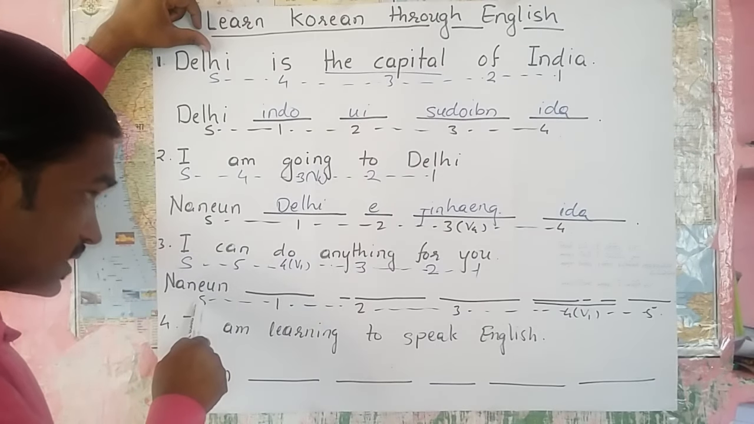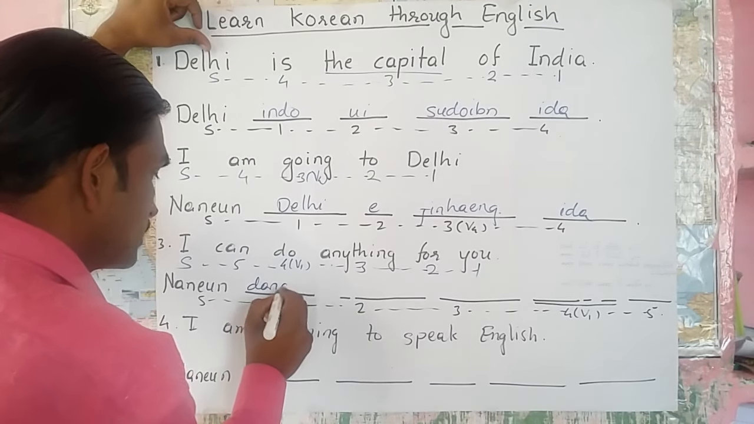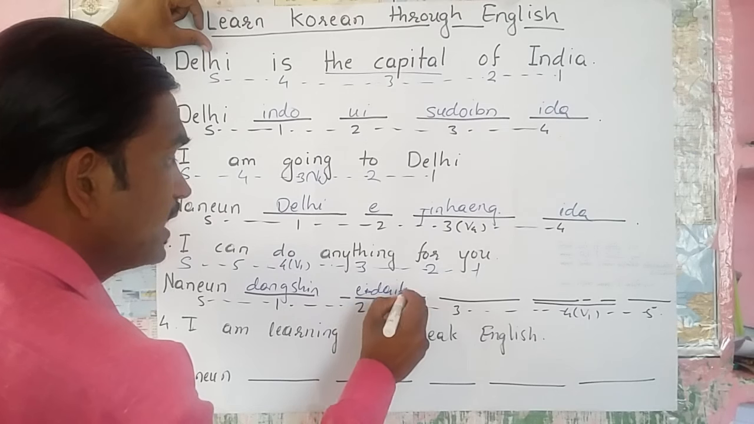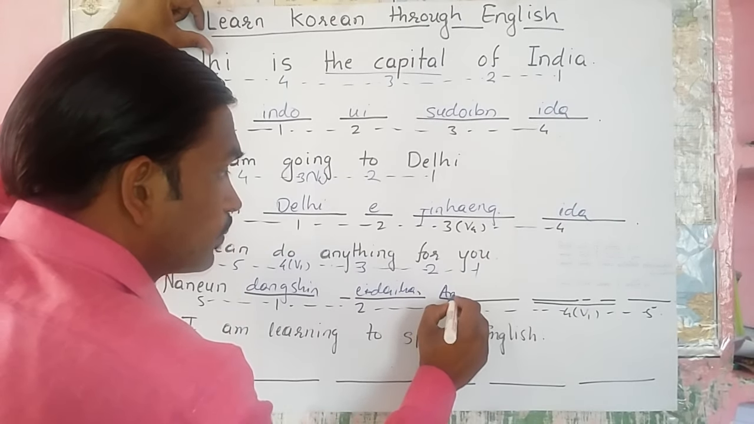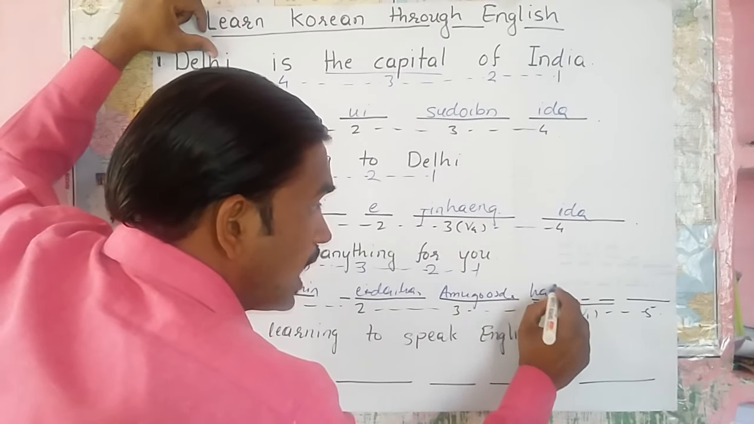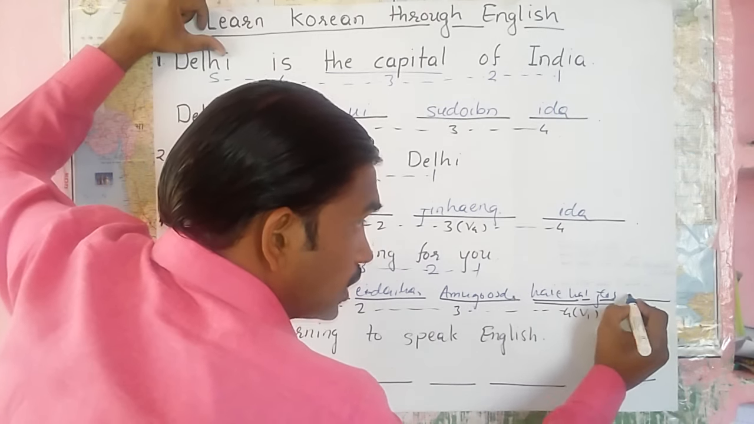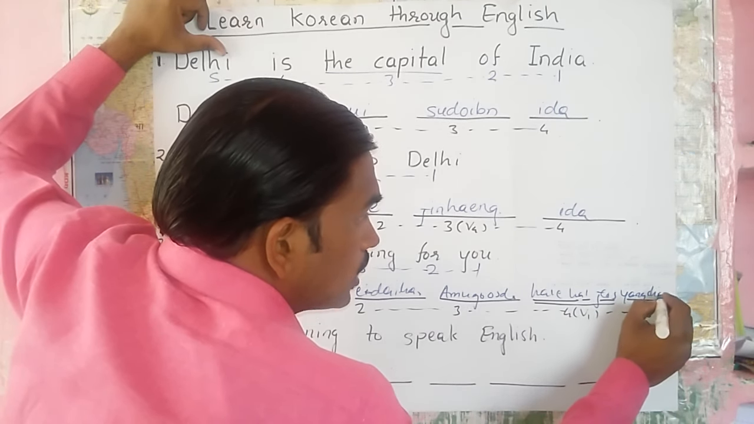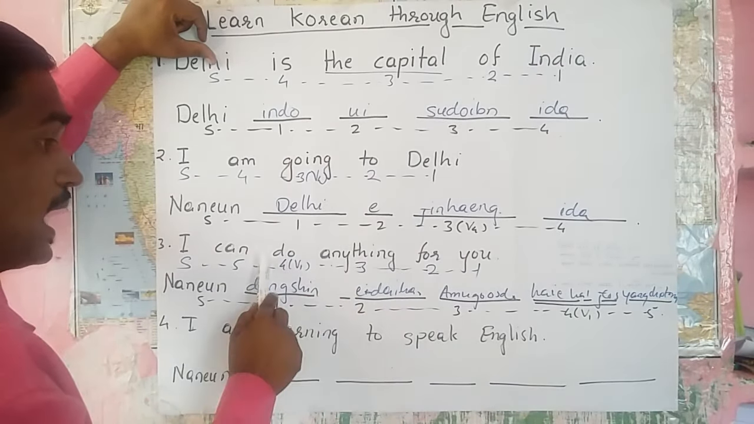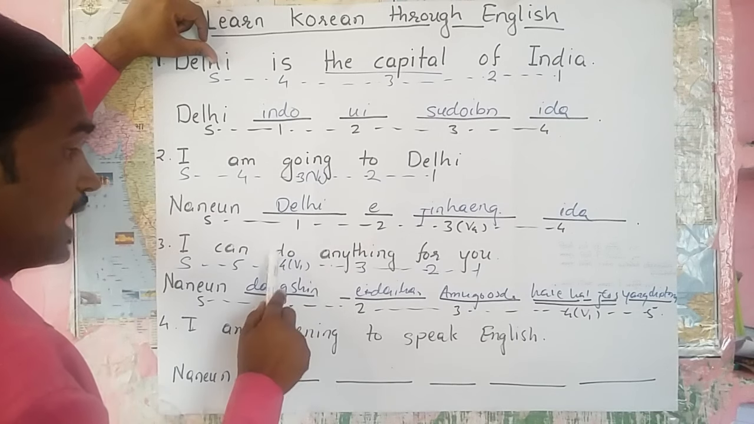Look here. The subject is I. The Korean word for I is Nanyun. For you, Dangshin. For for, Yi Dayan. For anything, Amuge Osdo. For do, Haya Hal Jian. For can, Yangcho Tong. Look here. Nanyun Dangshin Yi Dayan, Amuge Osdo, Haya Hal Jian, Yangcho Tong.